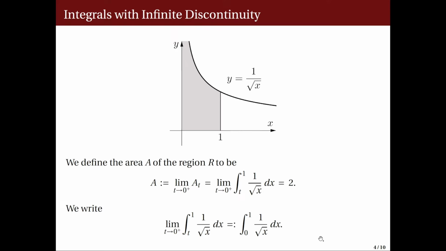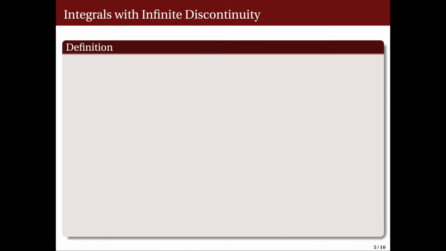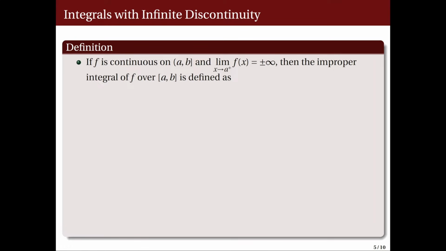Hence, we can now define improper integrals with an infinite discontinuity. So first, suppose that function f is continuous between a and b, continuous from the left of b, but there is an infinite discontinuity at x equal to a. What we do is we replace this a by some variable t, we evaluate the integral from t to b, and then later we take the limit as t goes to a from the right.